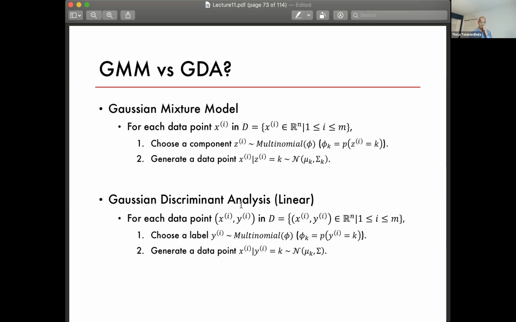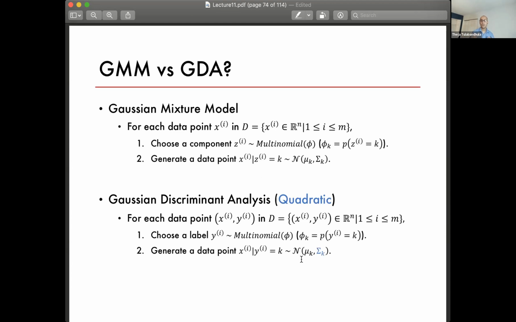Right? Gaussian discriminant analysis, if you look at the linear discriminant analysis case, is very similar. It's for each data point xi, yi in the data set, where yi is the supervisory signal that we have. What we do is choose a label. Instead of z, we are talking about y. Y is also a realization from a multinomial distribution. It will also have parameters pk, but y is now defined to be the label. And given the label, each data point xi comes from an appropriate normal distribution: if the label is equal to k, then it comes from the kth normal distribution, with mean mu k. Linear discriminant analysis means that the covariance matrix is the same irrespective of the mixture component, or irrespective of which normal distribution you're picking.